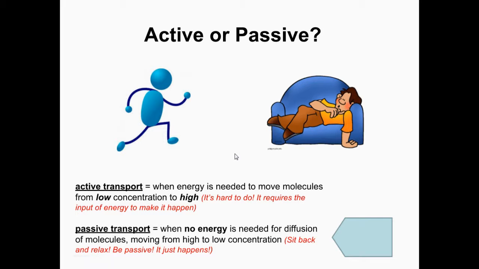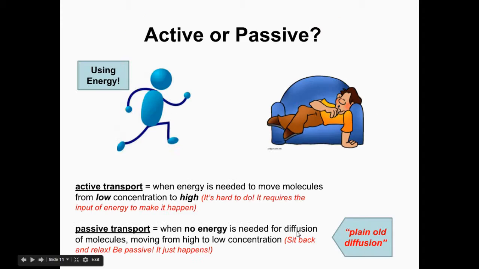There are really two kinds of diffusion. You can have active transport, and that's where energy is needed to move molecules backwards from low concentration to high. So if a cell wants to move molecules against the way that the molecules would normally go by diffusion, the cell can use energy to do that. But passive transport, it means no energy is needed. The molecules just diffuse from high to low concentration the way that they naturally would. Passive transport is basically plain old diffusion. Active transport is when a cell uses energy to make it go backwards.